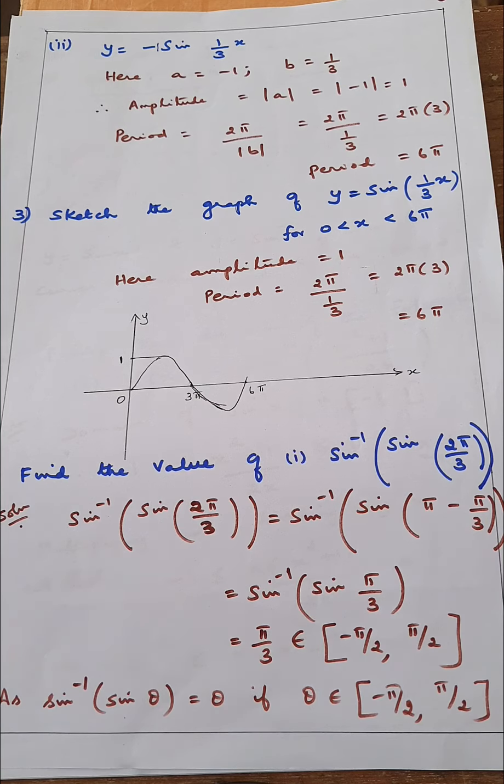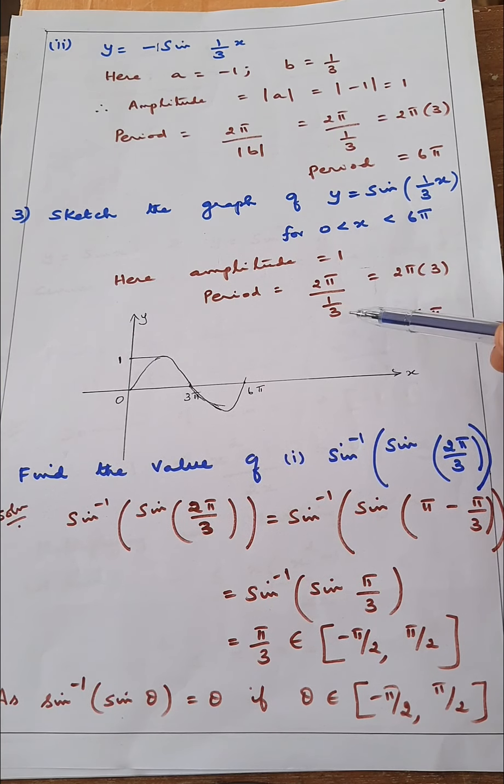Now we will pass on to problem number 3. We are asked to sketch the graph. Problem number 3 is to sketch the graph of y is equal to sine 1 by 3x for x lying between 0 and 6 pi. So what is the amplitude here? A is 1 and B is 1 by 3. So the amplitude is mod A, which is mod 1, equal to 1, and the period is 2 pi by mod B. So 2 pi by 1 by 3, again multiplying by its reciprocal. Division is nothing but multiplying by reciprocal. So 2 pi into 3 by 1, which is equal to 6 pi.